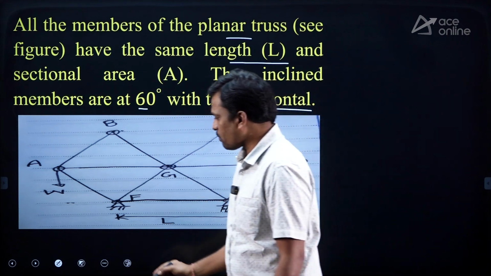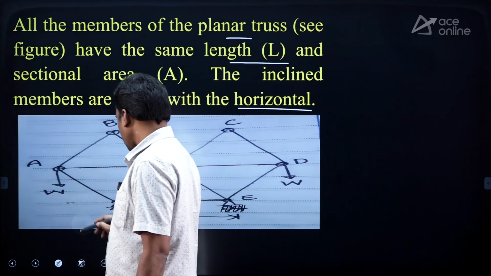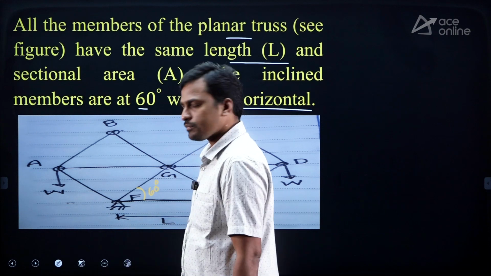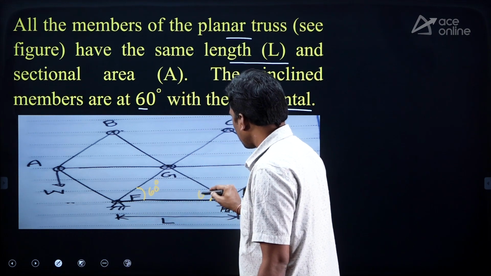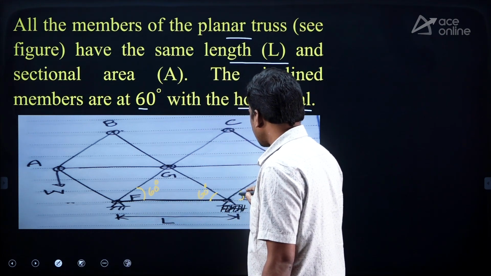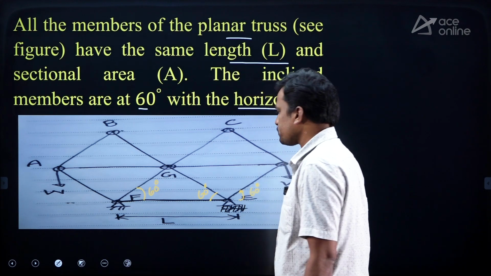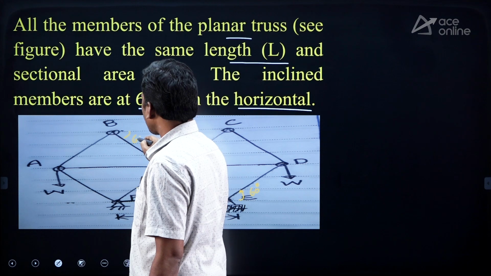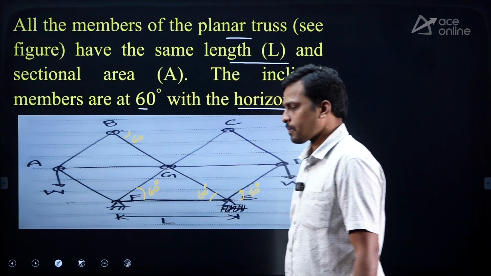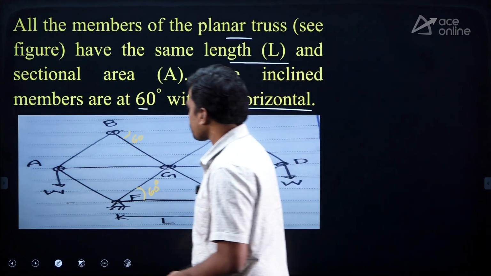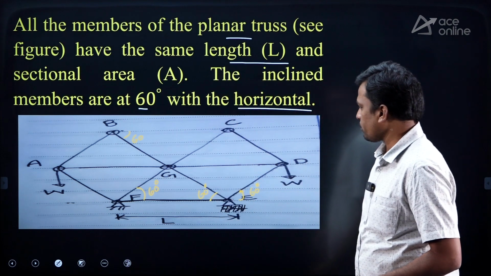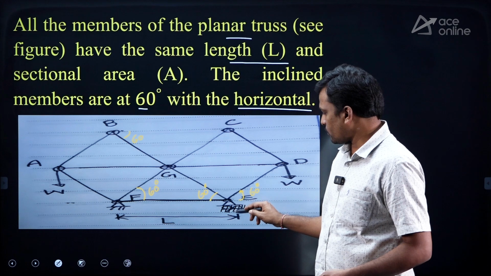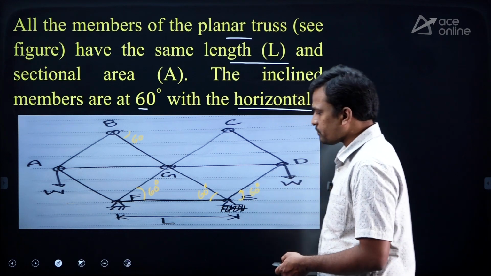Inclined members, what are the inclined members here? This is 60 degrees with the horizontal, and this is 60 degrees with the horizontal. All the inclined members are given with respect to the horizontal. Okay, right. So this is the diagram, and this is a hinged support, this is also a hinged support only, students.